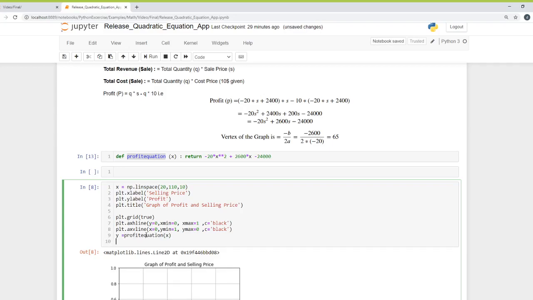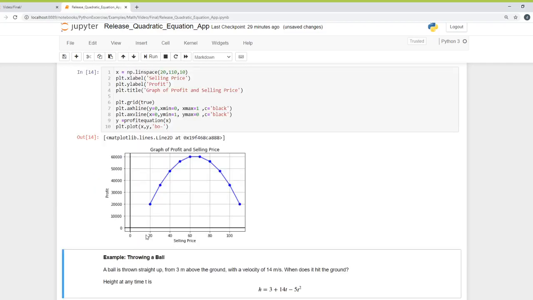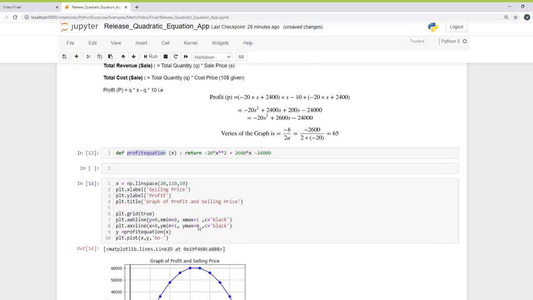plt.plot(x, y, 'bo'), and this is our graph. Here, at 65, our maximized profit is 60,000. This is the point where our profit is maximized.